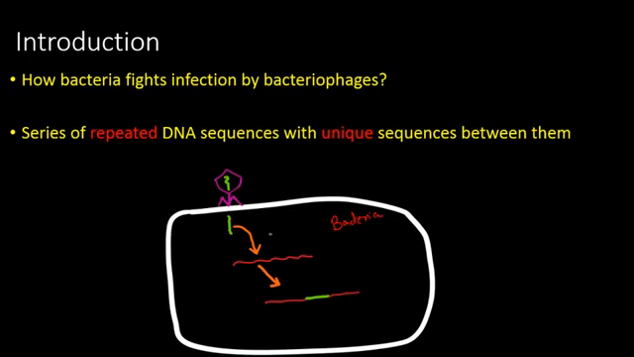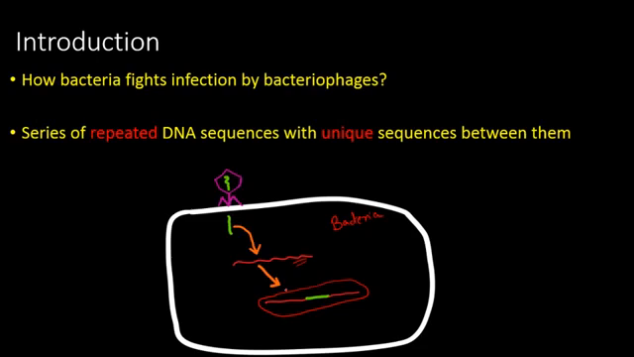Once inside the cell, this viral genetic material will integrate with the bacterial genome. The red is the bacterial genome, this one. So it will integrate with the bacterial genome, and it will begin to produce viral proteins. That is how the virus infects the bacteria.